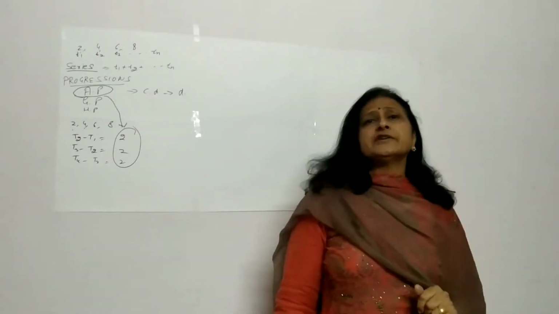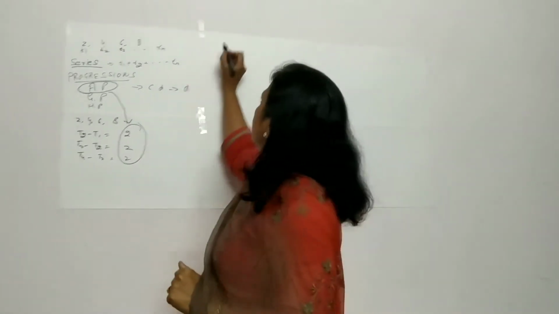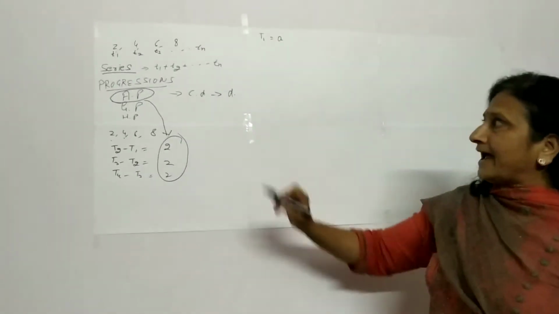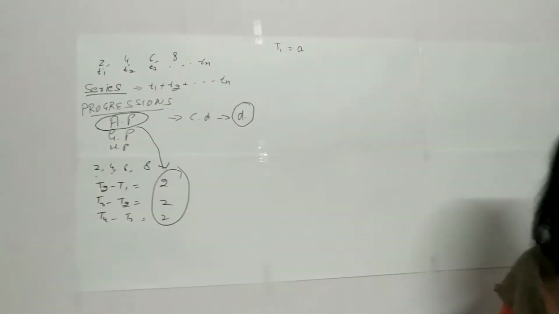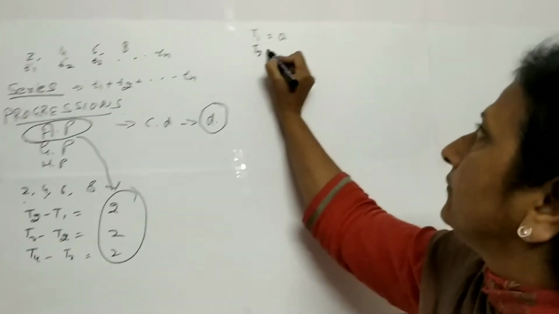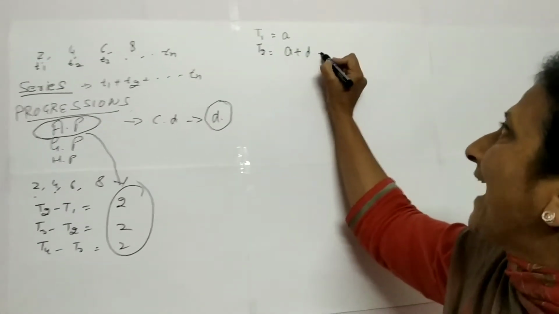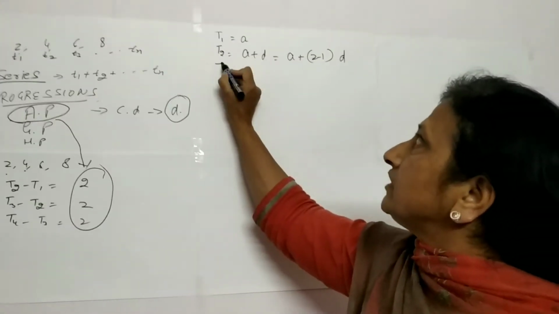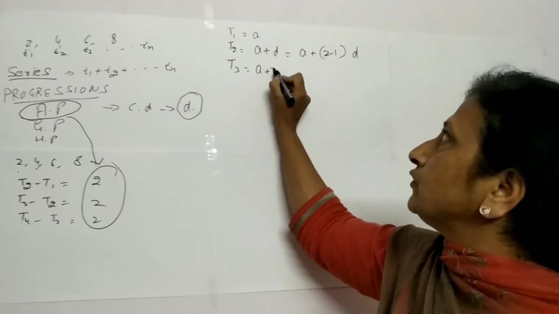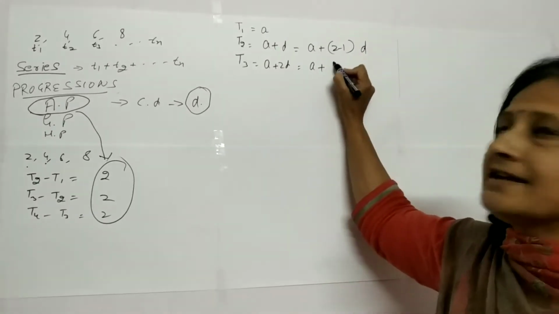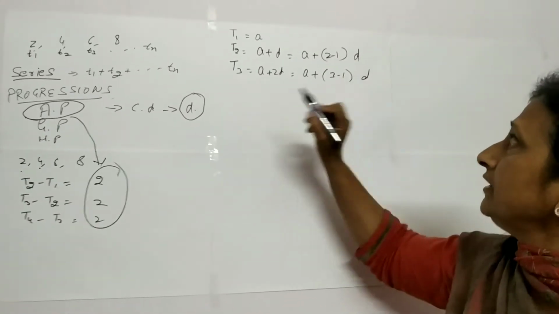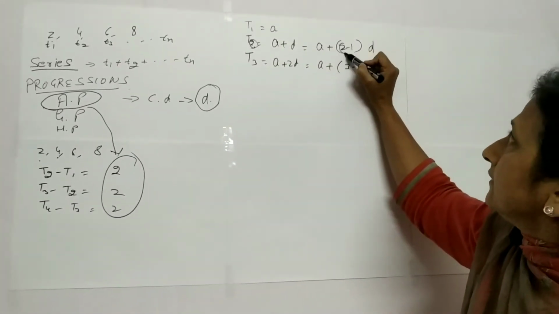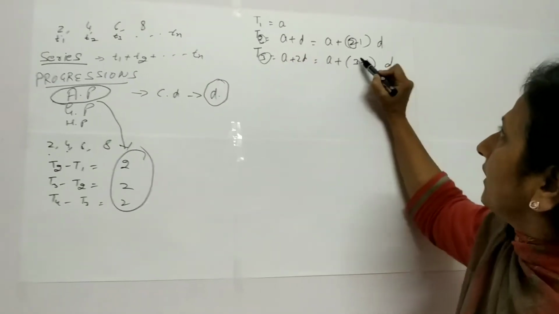How do we find the general term of an AP? Let T1 denote the first term, equal to A, and as we just discussed, D is the common difference. So T2 will be A plus D, which I can write as A plus (2 minus 1) into D. Likewise T3 is A plus 2D, or A plus (3 minus 1) into D. Here we observe that whatever the subscript is, the same number appears in the bracket, like 3 here.